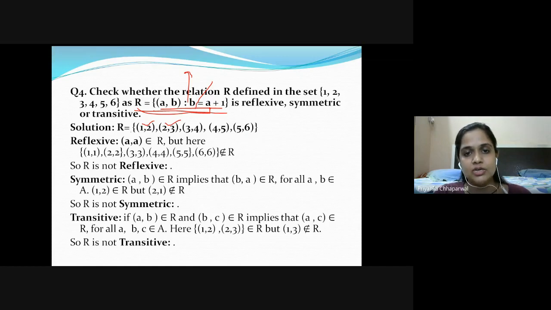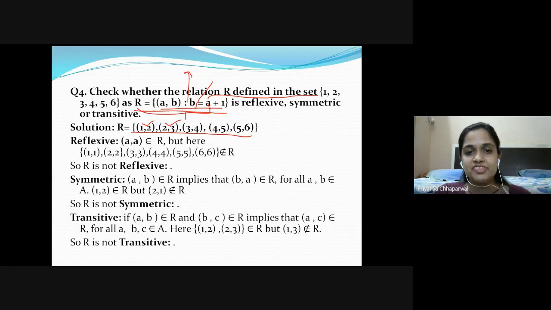So first of all we find the relation R. What is R? R is b equal to a plus 1. Then I'm just putting the values of set A. So we have got the relation R. R is (1, 2), (2, 3), (3, 4), (4, 5) and (5, 6).